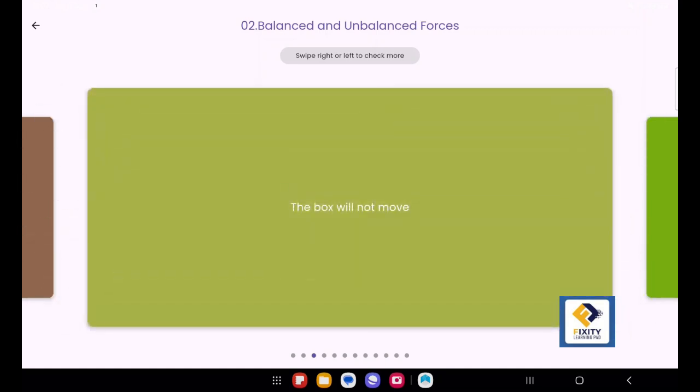Why? Because you need to overcome the force of friction. That means your force should be greater than the frictional force in order to successfully move the box. As long as the frictional force is greater than the force that you are applying, the box will stay in its position. It is not going to move.